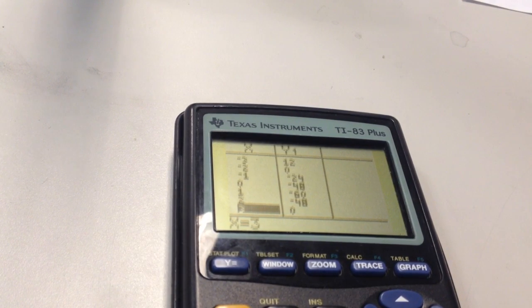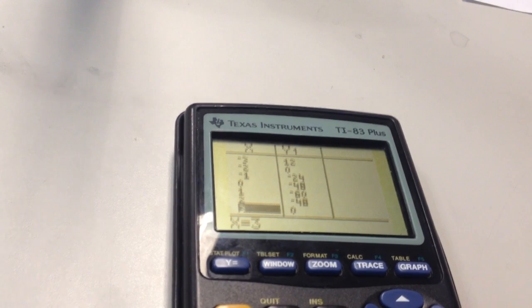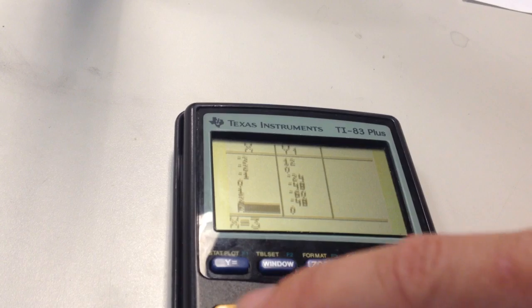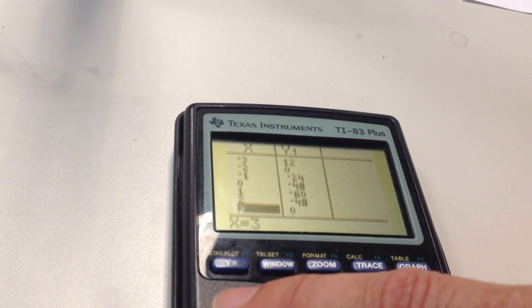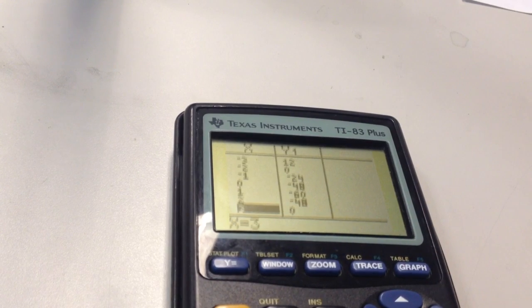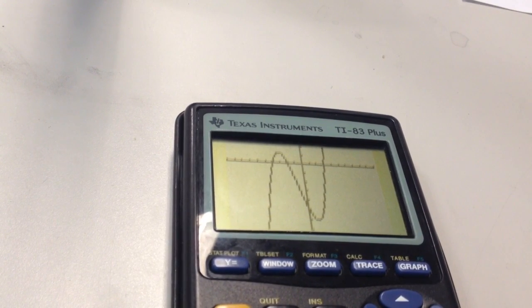So this works if they're integer values. I'm going to show you how to do it if they're not integer values, and it's going to be related to how to find the local minimums and maximums. So this is the big trick I'm teaching you today. Other than that, if you don't know trace and table, those are also good tricks. So I'm going to go back to my graph.